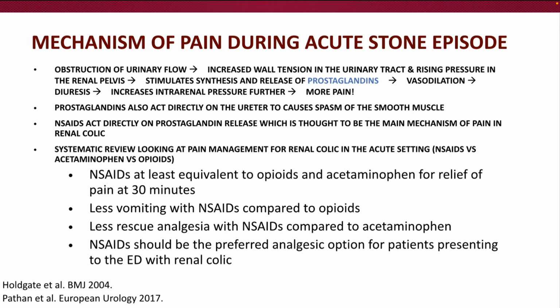Prostaglandins also have a mechanism of causing smooth muscle in the ureter to spasm, causing the obstruction to be even worse. So it's just multiple pathways by which the prostaglandins are causing pain. So NSAIDs work directly on prostaglandin release. So we would think, theoretically, that NSAIDs should be your first line of pain management. Well, does that play out in studies?